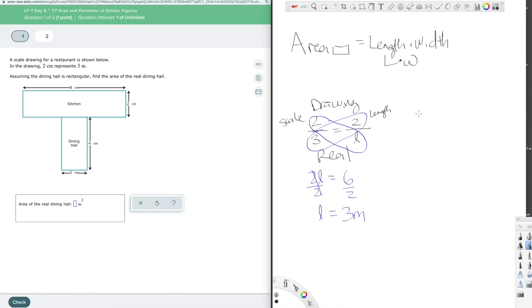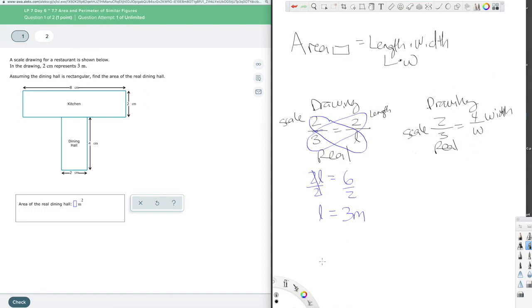So we're going to do this again, drawing and real, scale, and this time we're going to look at the width. All right, equals, okay. So 2/3, that's still the same scale. That's not going to change throughout the problem. But now the width is different. The width of the drawing is 4 centimeters. We don't know the width of the real dining hall. So I'm going to use W.